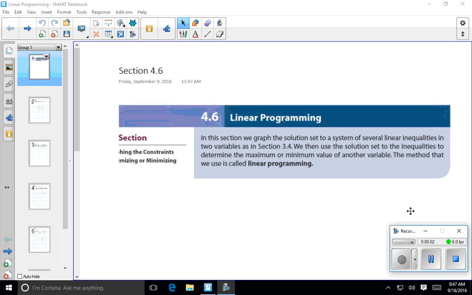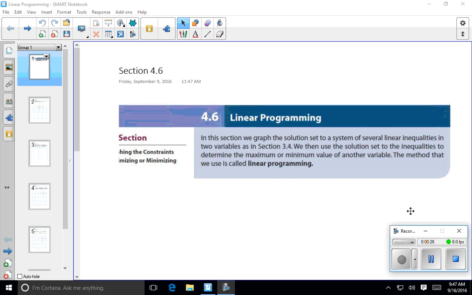Okay, so this is section 4.6 out of Math 110. It's called linear programming. In this section, we will graph the solution set to a system of several linear inequalities in two variables, as in section 3.4. We then use the solution set to the inequalities to determine the max or min value of another variable. The method we use is called linear programming.